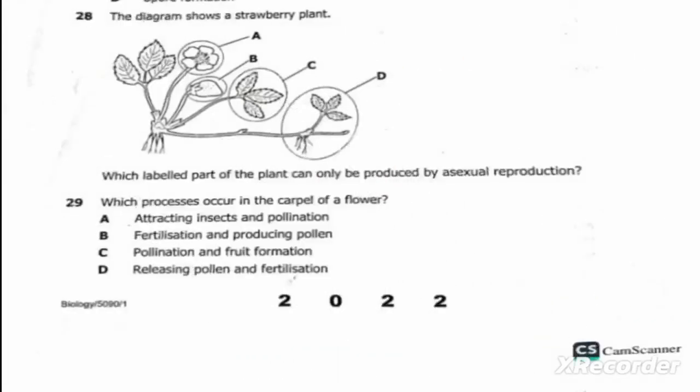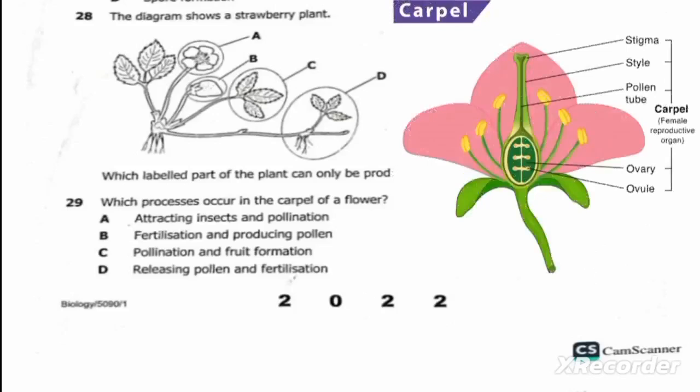We shift to the next question, which is question 29. Question 29, the question reads, which processes occur in the carpel of the flower? A. Attracting insects and pollination. B. Fertilization and producing pollen. C. Pollination and fruit formation. D. Releasing pollen and fertilization. So which processes occur in the carpel? So which one is the carpel? So the carpel is the female part of the flower.